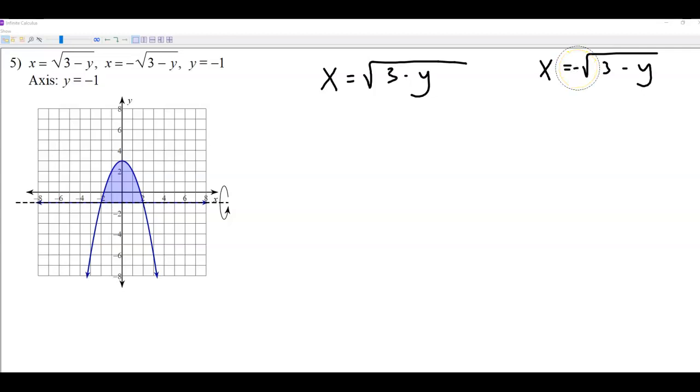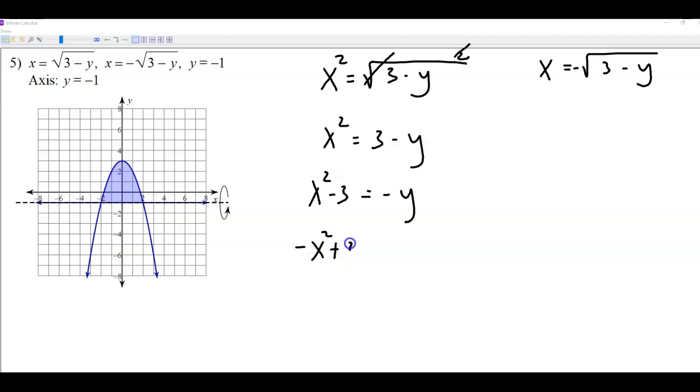Okay, so the first thing I'm going to do is I'm going to square both sides on this one to cancel out that radical. Then I'm going to subtract the 3 from both sides. And I don't like that negative there, so I'm going to divide everything by a negative. Okay? Same thing with this other equation here.